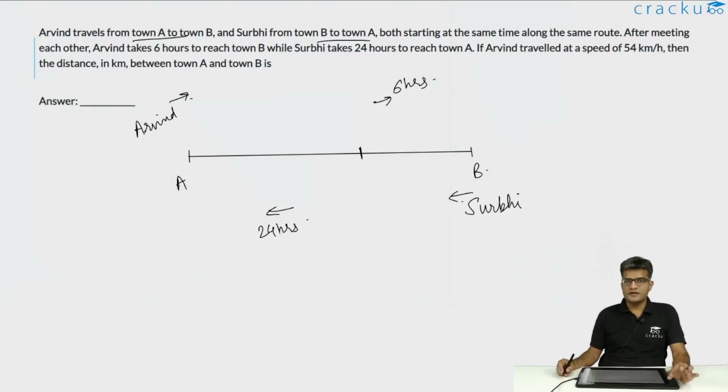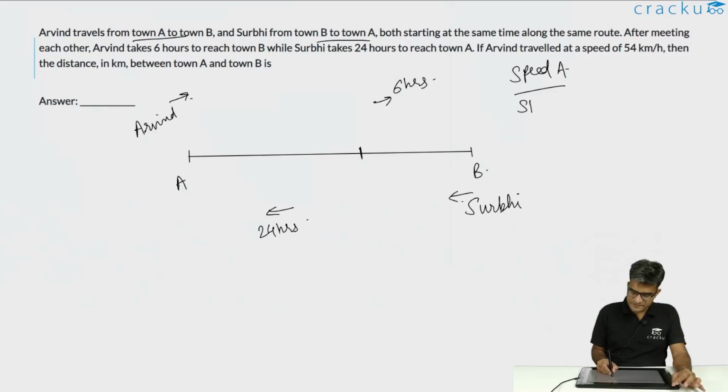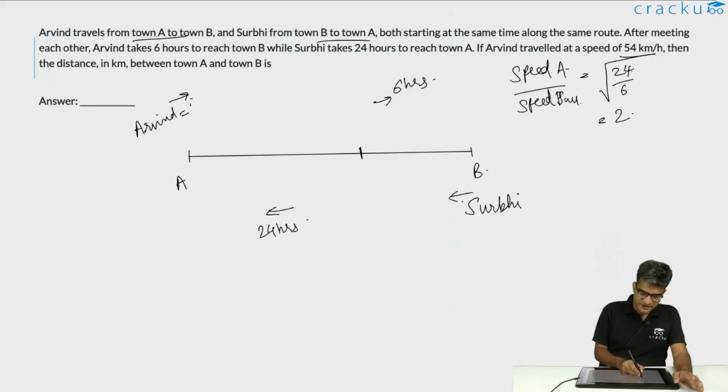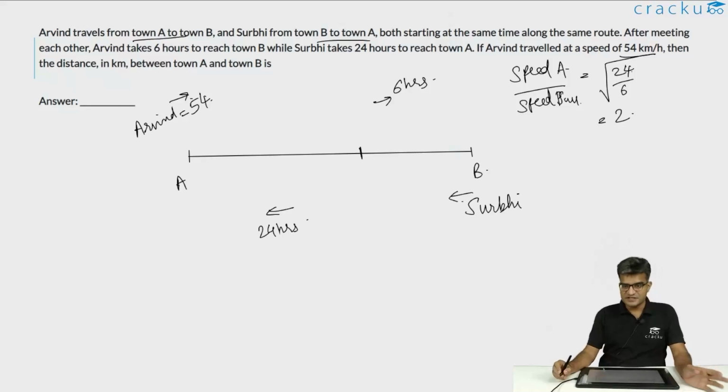Now we know the formula to calculate the ratio for the speed of Arvind to the speed of Surbhi. What is that formula? That will be square root of the inverse of the times taken by them. What is the time taken by Surabhi? It is 24. What is the time taken by Arvind? It is 6. So the ratio of their speeds is 2. We are given that the speed of Arvind is 54 kilometers per hour. So if the speed of Arvind is 54 kilometers per hour, the speed of Surabhi is 27 kilometers per hour.